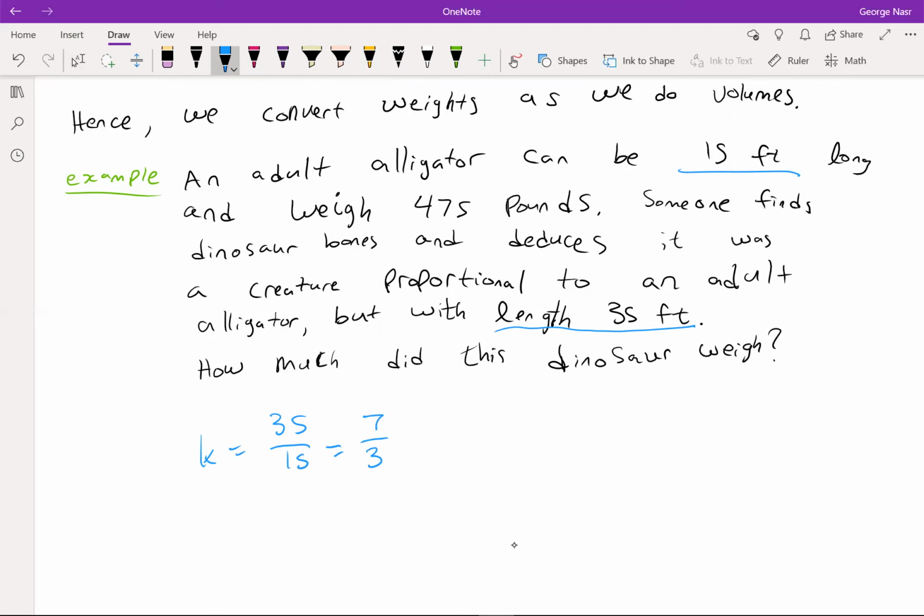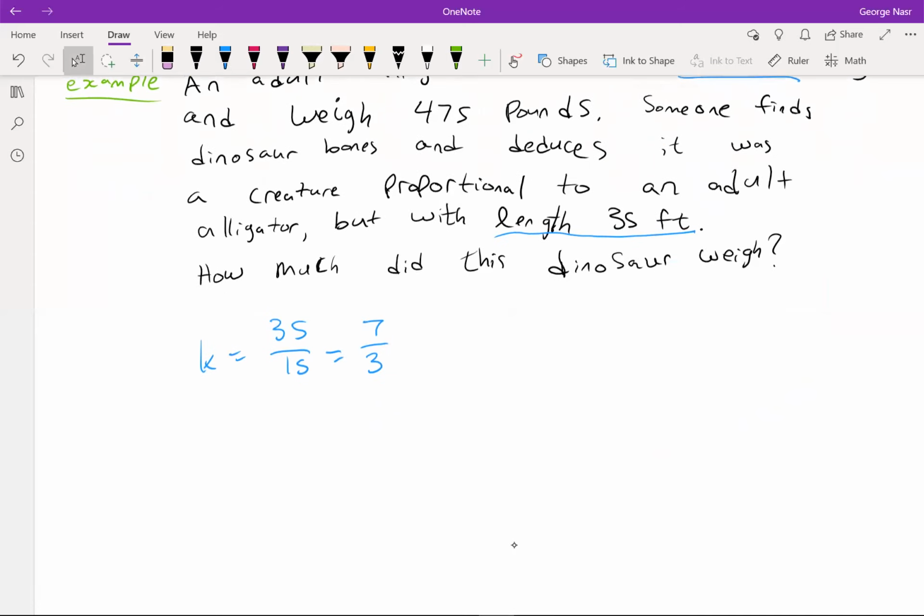Okay, and you can check that if you take our scale factor and multiply it by 15, you do indeed get that length there. So it really does work out to be our scale factor. So then the weight of the dinosaur is 475 times 7 over 3. And how do we convert this weight? Accordingly, we have to cube the scale factor. And now this is the weight of the new dinosaur.